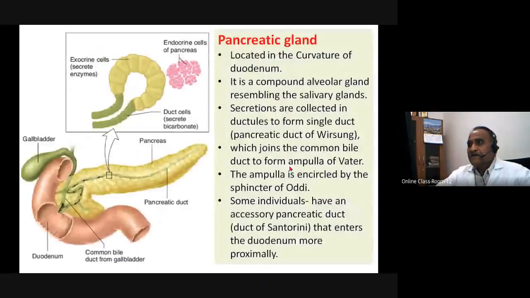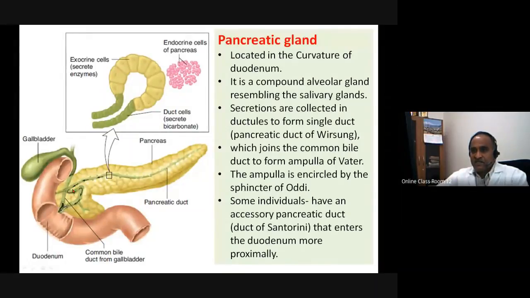Further, this is the pancreas. It is present in the C-shaped curvature of the duodenum. In this curvature of the duodenum, the head of the pancreas is sitting, and the tail of the pancreas reaches the spleen here. And this has all these glands. These glands empty into the ductules, and these ductal systems join to form the main duct.